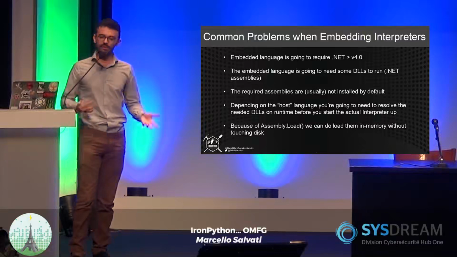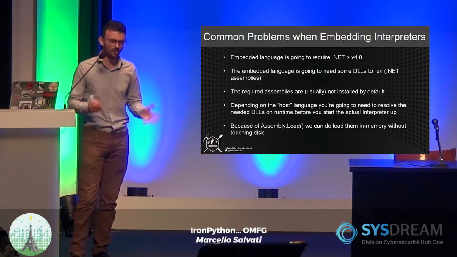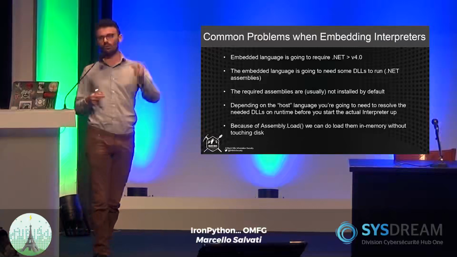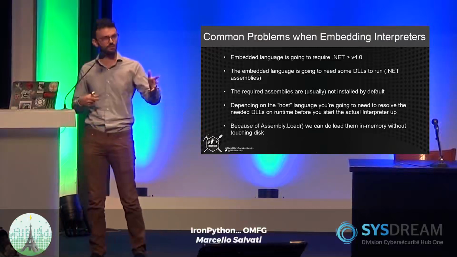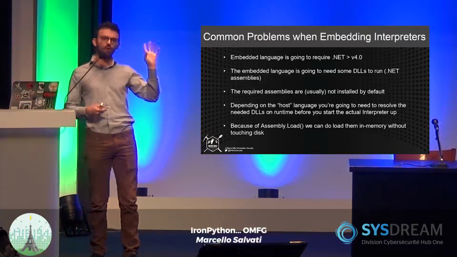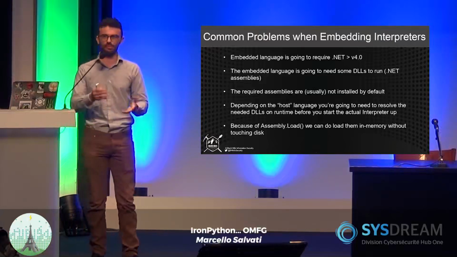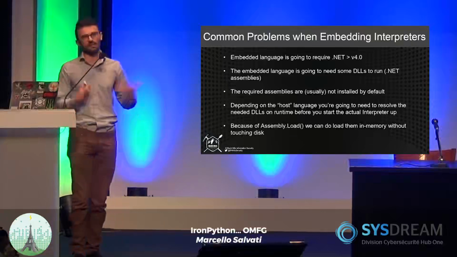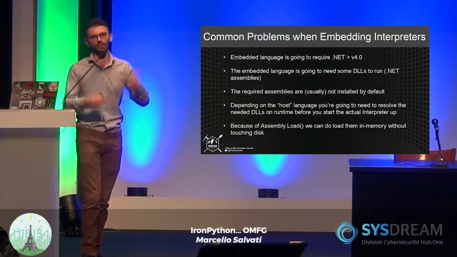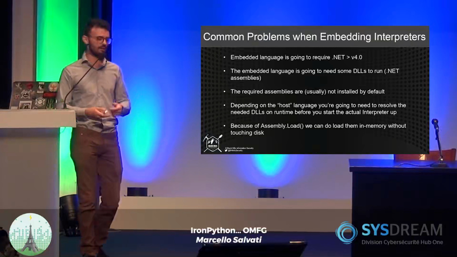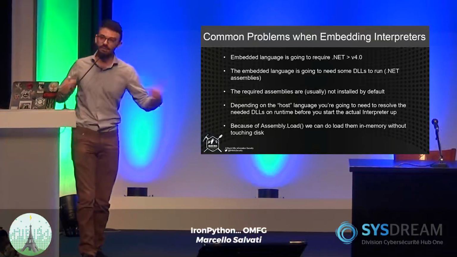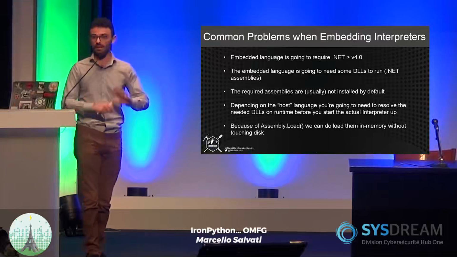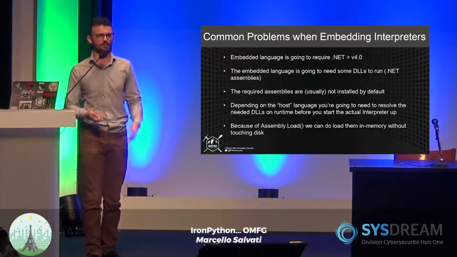The required assemblies are not installed by default. But also, depending on the host language, you are going to have to resolve those assemblies at runtime. This is more of a problem if you're embedding the language within C# because it's a compiled language. If you do it through PowerShell, it's an easier way. You don't have to hook events in .NET or anything like that. And again, because of assembly.load, we can just load these directly in memory without ever touching disk and remain OPSEC safe, right?